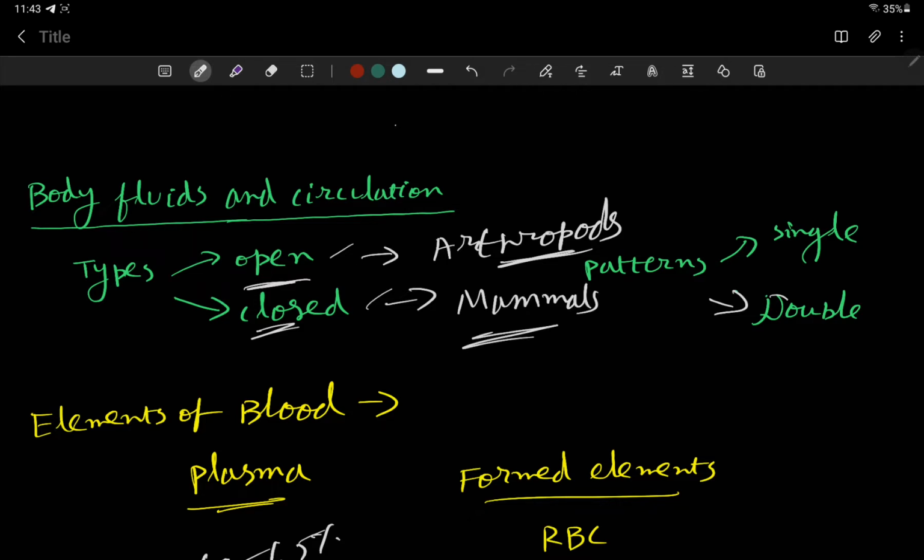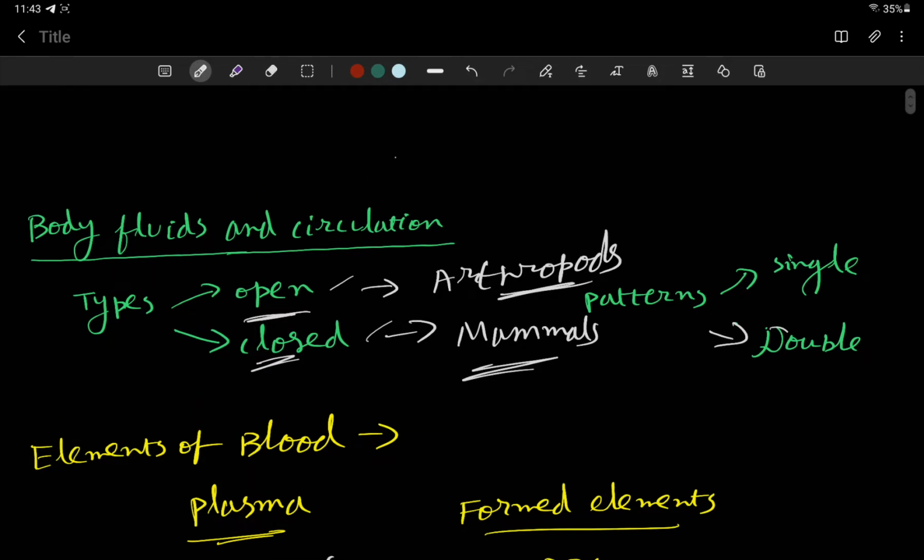Now we come to the patterns of blood flow. One is single circulation and one is double circulation. When the blood enters the heart only one time, it is called single circulation, like the circulation of fishes. The blood enters the fish's heart only once, and as the blood is deoxygenated, the fish heart is also called the venous heart, because only CO2 blood enters the heart of the fishes.